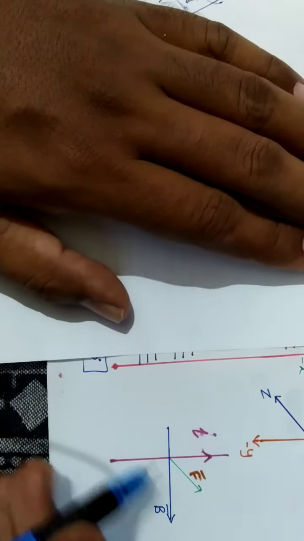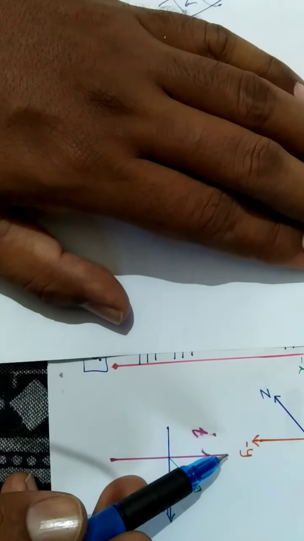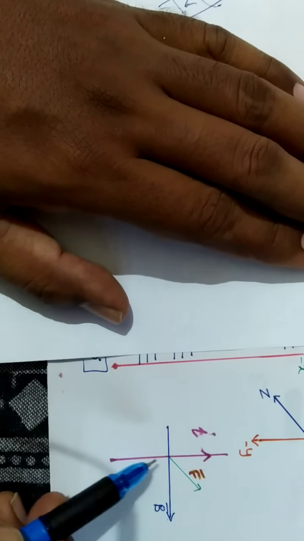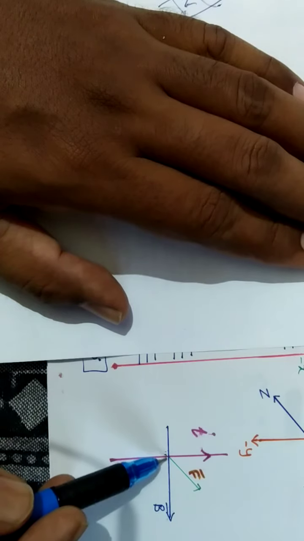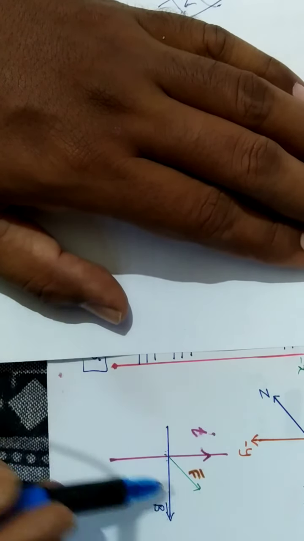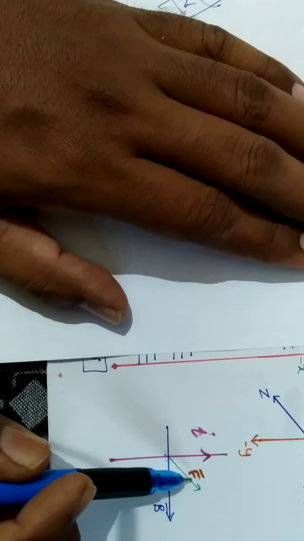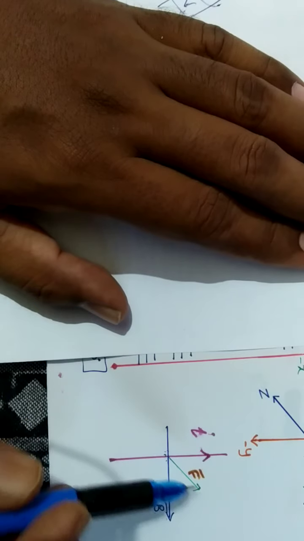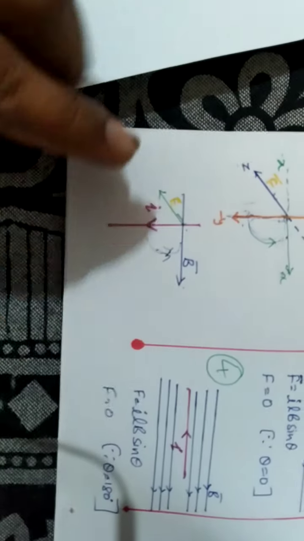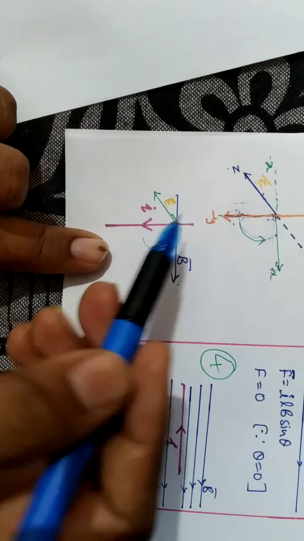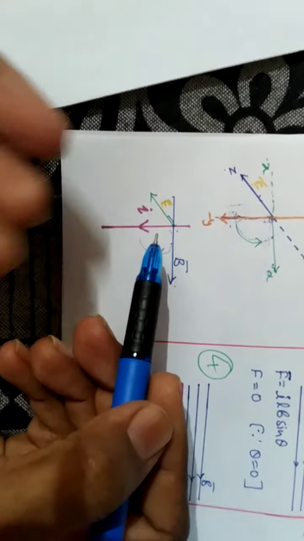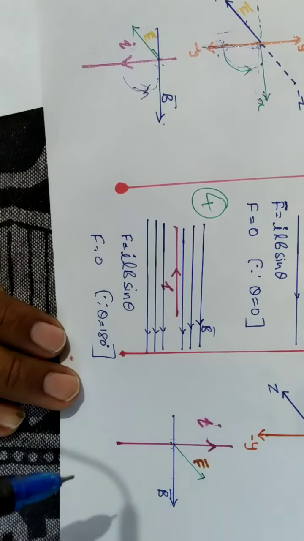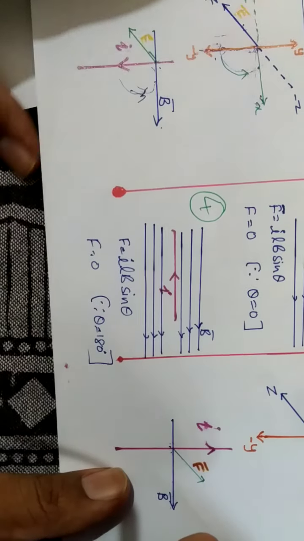Here you can see this is the current carrying wire moving upwards and the magnetic field is horizontal. Because of this, the force on this current carrying wire will be towards the minus Z direction, inside the paper. So the force will be acting on this wire like this. So we have seen two cases. When the current is moving downwards, the force will be acting out of the paper. When the current is moving upward, the force will be acting inside the plane of the paper.